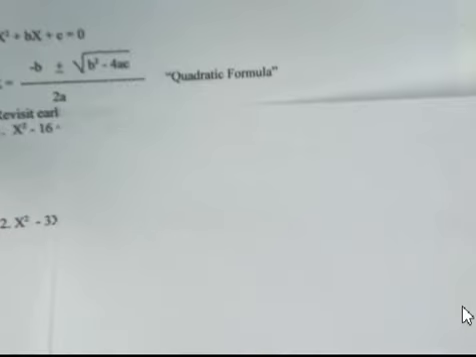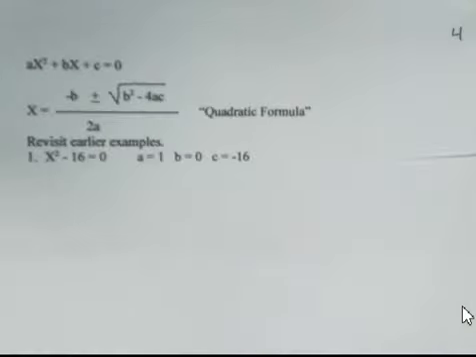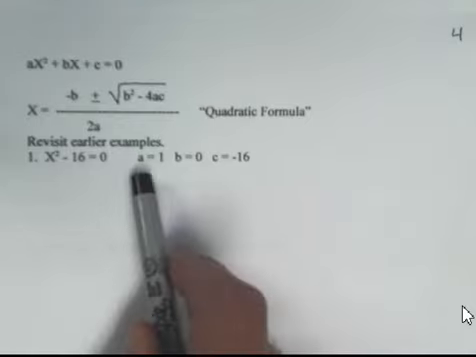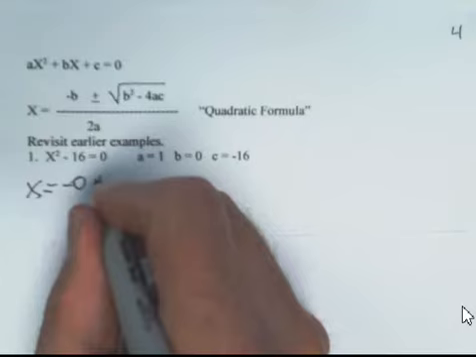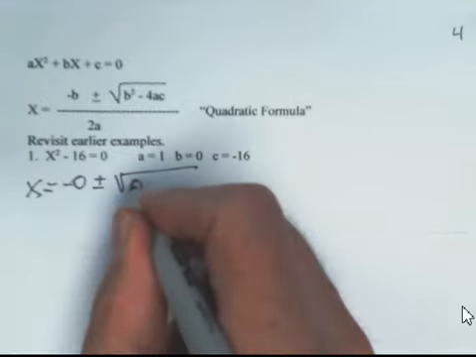So the first example we had was x squared minus 16 equals 0. In this, the coefficient of the x squared term is a 1, so a is 1. There is no x to the first power term, so that coefficient is 0. And then our constant is minus 16. So I'm going to work these out by hand. I hope my handwriting is legible for you. But x would be minus b. Well, I look up here, and that's a 0. Plus or minus the square root of 0 squared minus 4 times a times c.